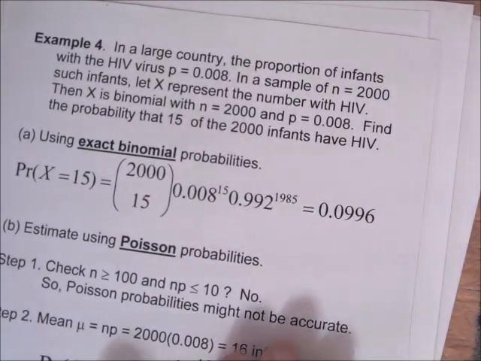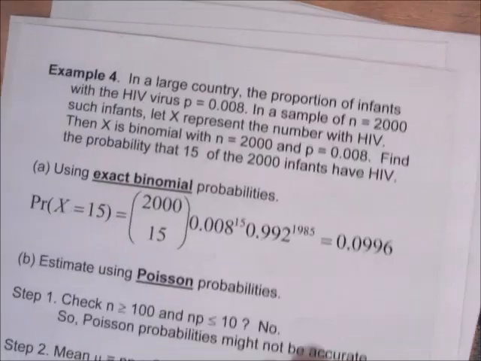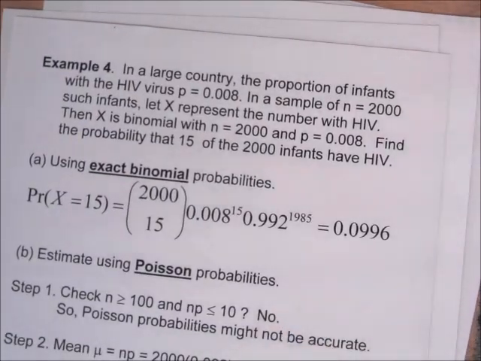Okay, another example. A large country, the proportion of infants with HIV, p equals 0.008, and a sample of n equals 2,000 such infants. X represents the number with HIV. So X is binomial, n is 2,000, p is 0.008. Find the probability that 15 of the 2,000 infants have HIV.